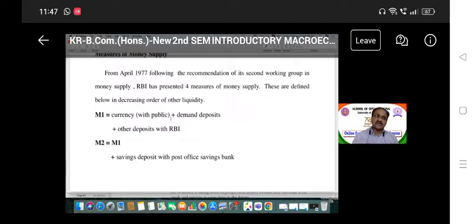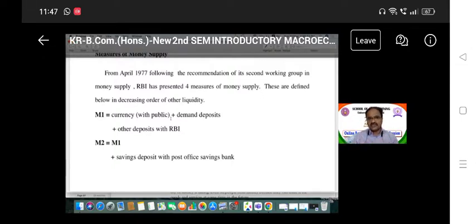Next, other deposits with the RBI. What are these other deposits? The RBI also keeps some liquid assets, meaning some currency and other deposits, like SLR, CRR, repo rate, reverse repo. These are all different sources of whatever is available with the RBI, and that is also considered in M1 money.